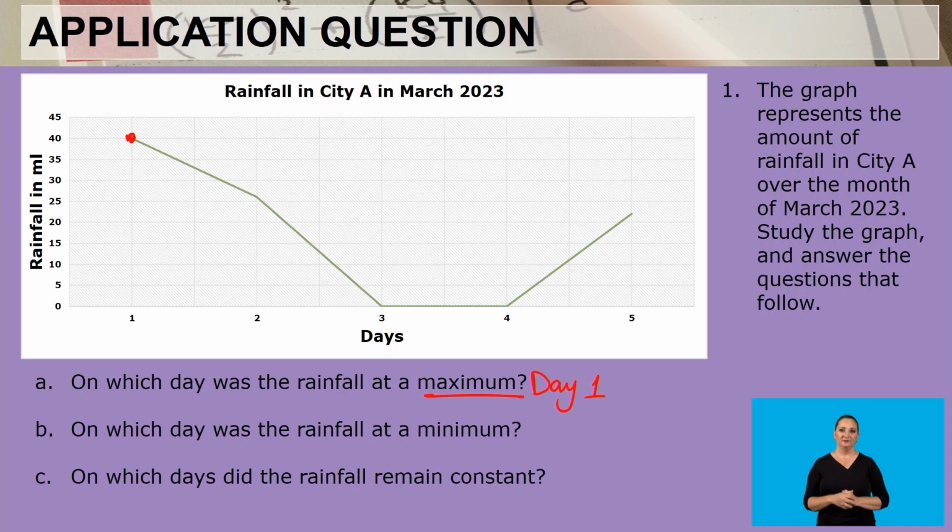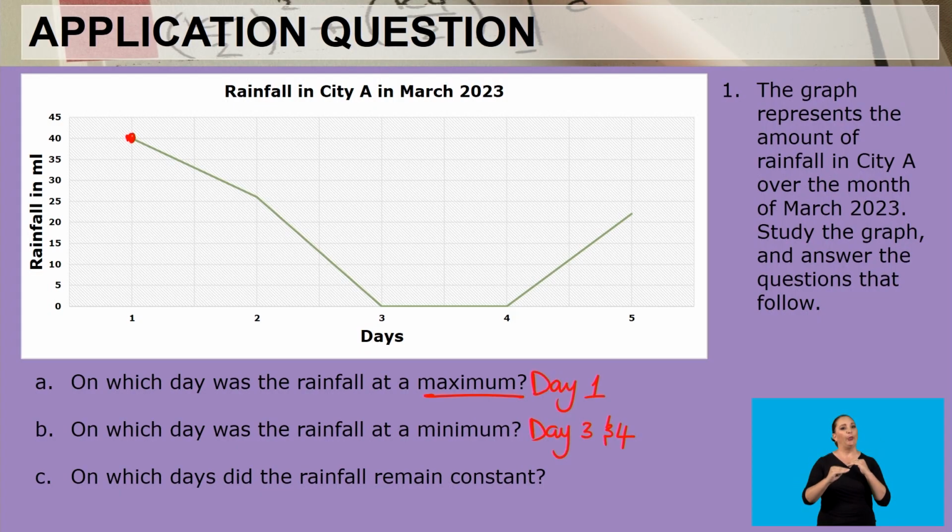On which day was the rainfall at a minimum? Yes, you can see that we have 2 days that had no rainfall at all, 0 milliliters of rainfall, and that would be day number 3 and day number 4. We can see that. Then it says, on which days did the rainfall remain constant?